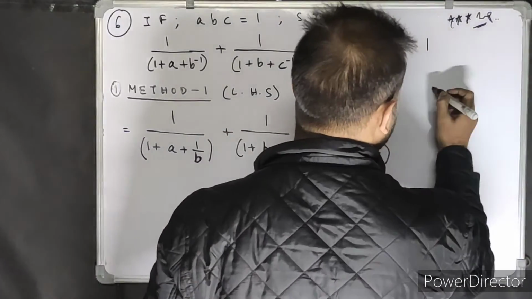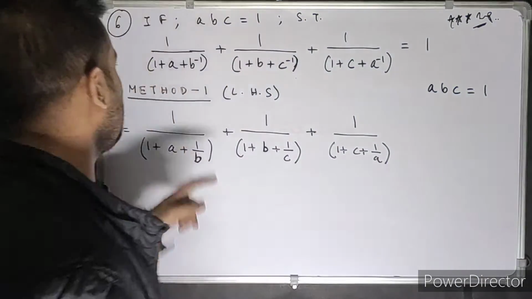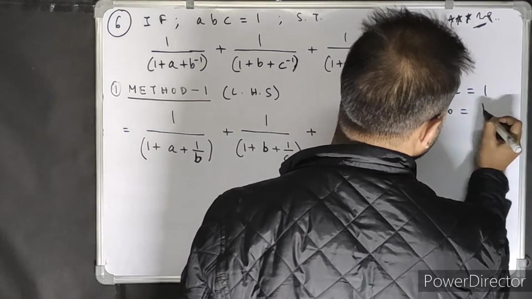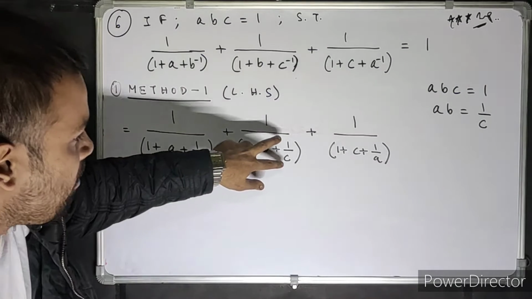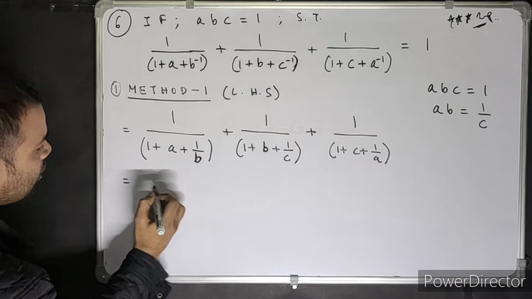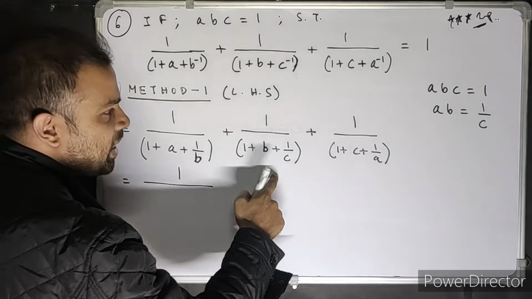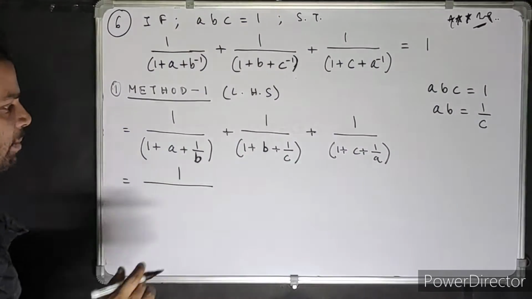This is the way you're supposed to do it. It's given that ABC is equal to 1. You have to use that condition. That's the reason why it is given. So AB is equal to 1 by C. Now look at this. This 1 by C becomes AB. So write it. Do the LCM over here. I will explain why LCM over here and why I will replace that. Look very carefully. I am trying to make the denominators the same.